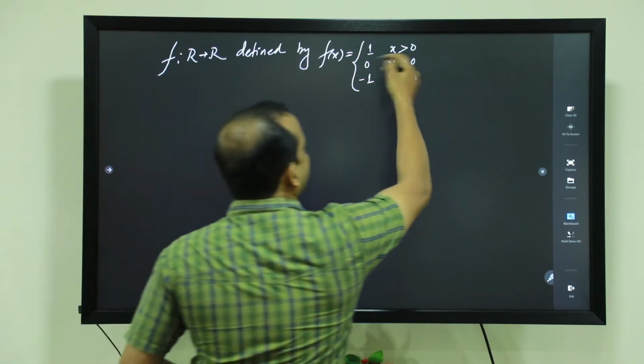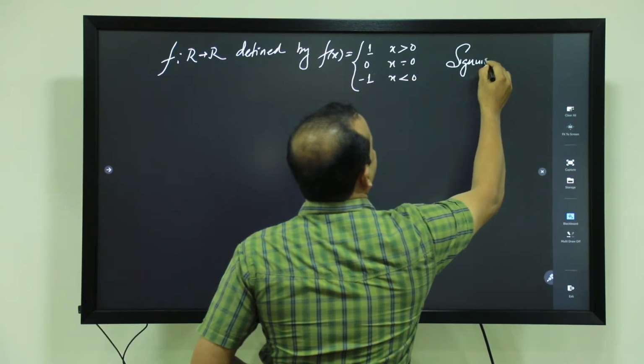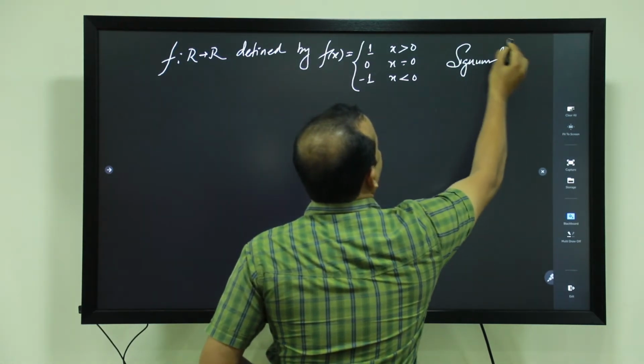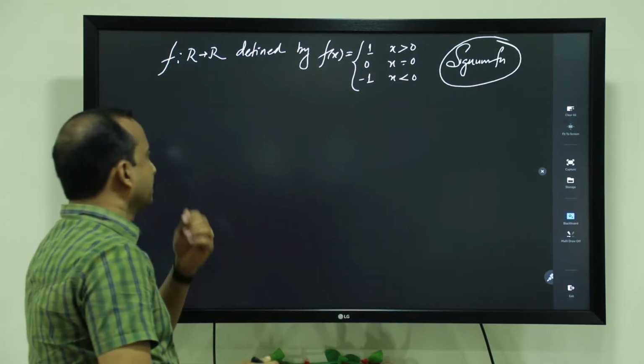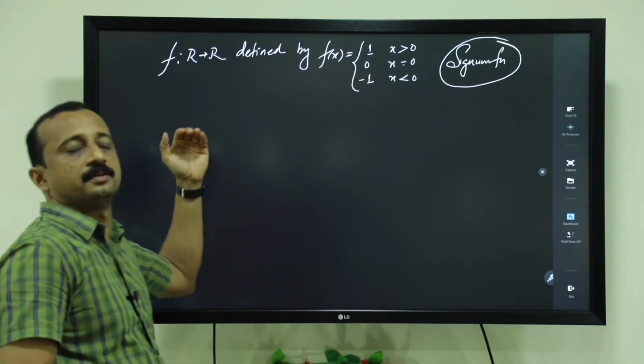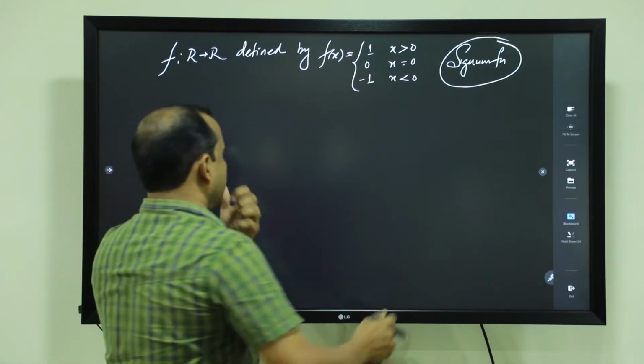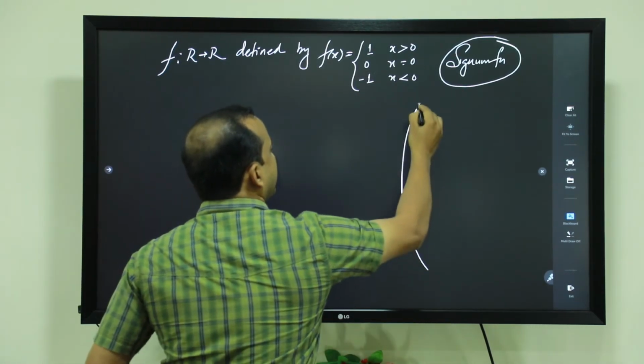This type of function is named the signum function, S-I-G-N-U-M. This type of function we already learned in our first year classes. Okay, now we have to prove that this function is neither one-one nor onto. First of all, we form an arrow diagram.